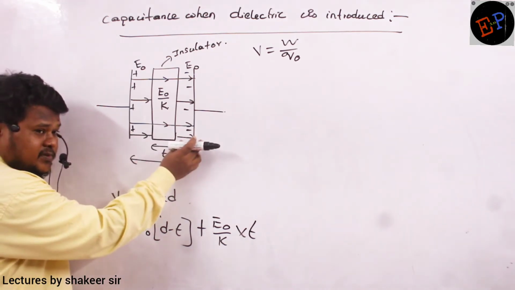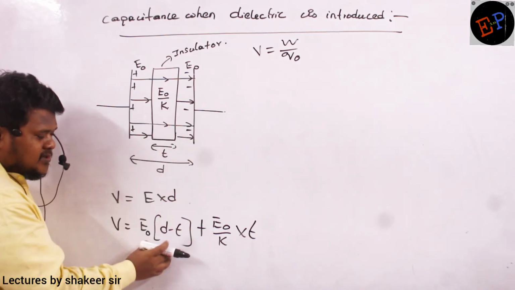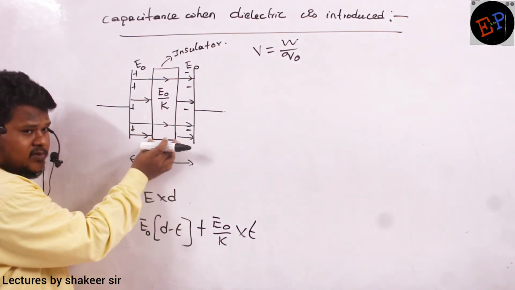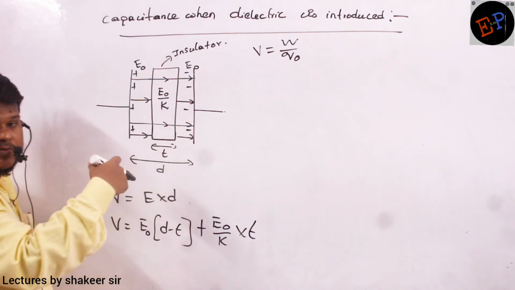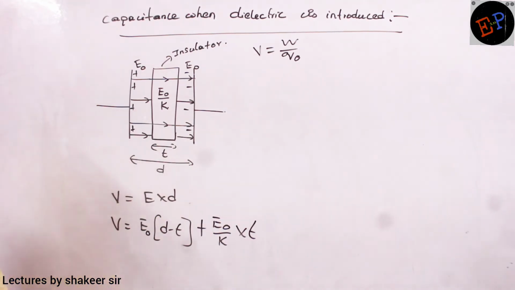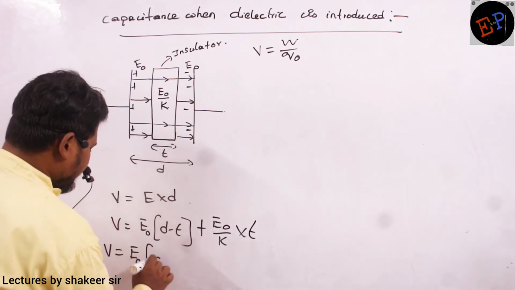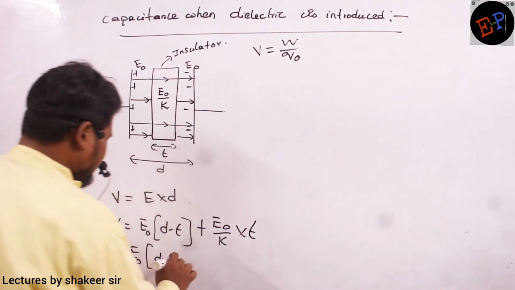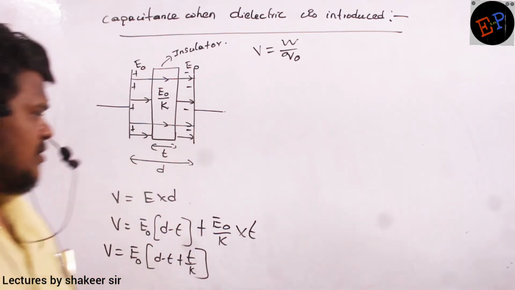In the gaps, potential difference is E naught into the distance D minus T. But I have the dielectric also. Here the electric field is E naught by K, the field reduced by K times, multiplied by the thickness of the dielectric, which is T. Satisfied? So if you take E naught common, what I will get is E naught into D minus T plus T by K.